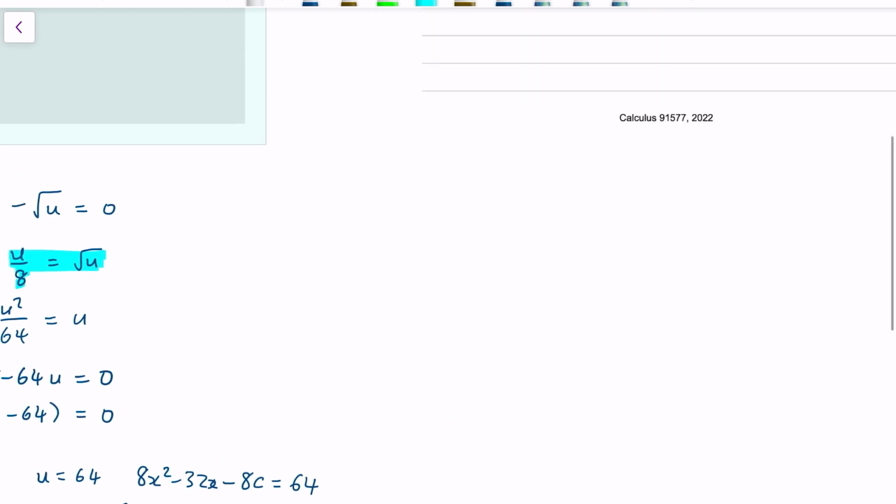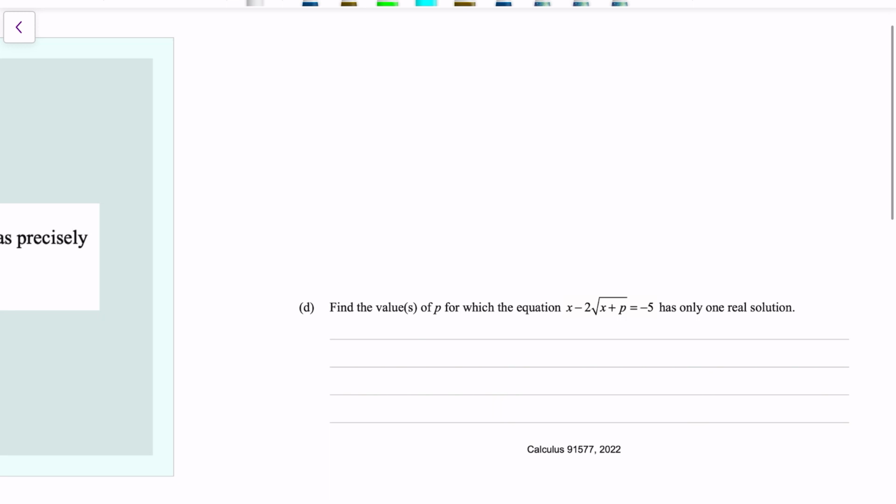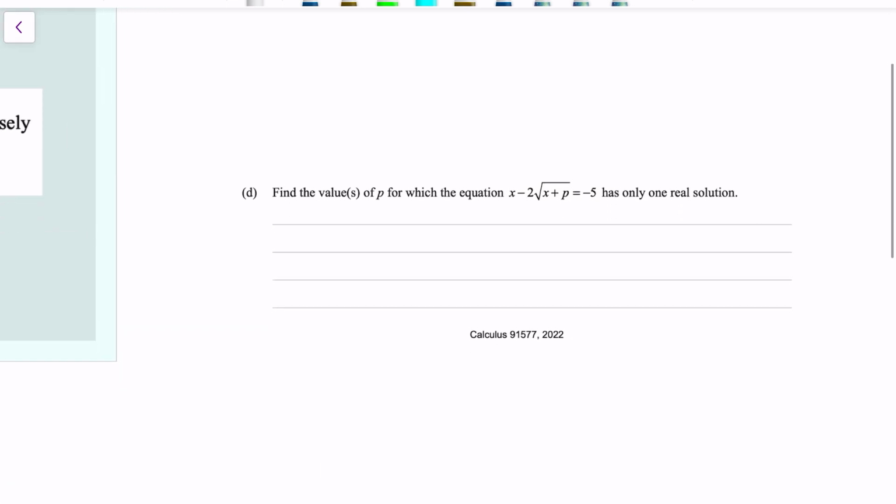So I'm just going to show you one of the questions from last year's complex numbers external as an aside here. I'm going to do the same sort of stuff. I'm going to rearrange the equation. So I've got x plus 5 equals 2 root x plus p. You might want to pause the video and give this a go. We're looking for one real solution to this problem. So squaring both sides is dodgy maths because it introduces potentially solutions that don't actually exist.